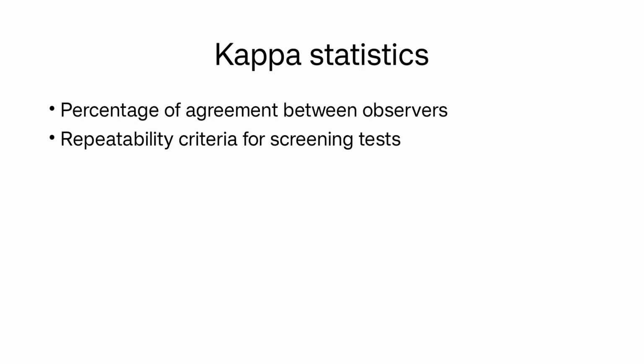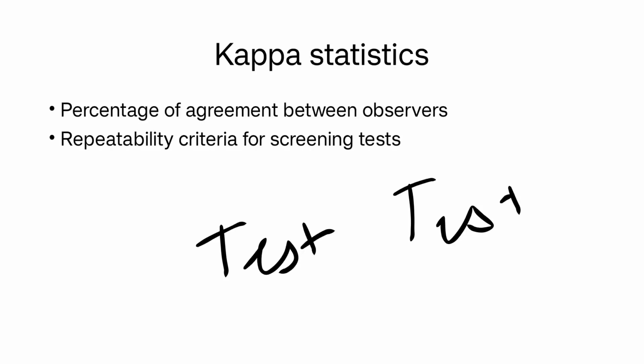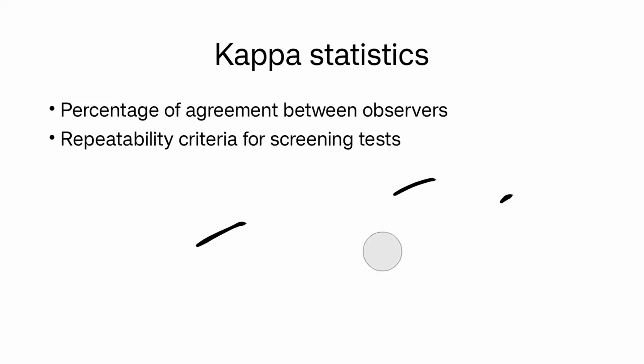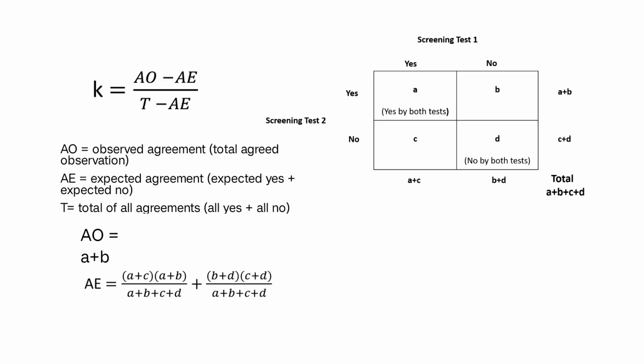Either we can take two different tests and calculate some percentage of agreement between the two tests also. So it is a repeatability criterion for a screening test. Okay, so let's begin. This is the framework of Kappa statistics.